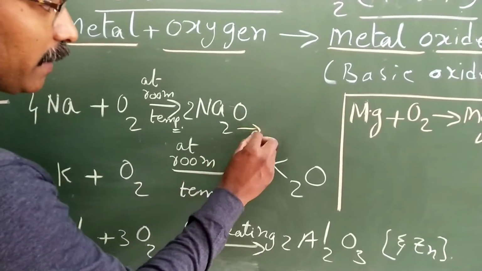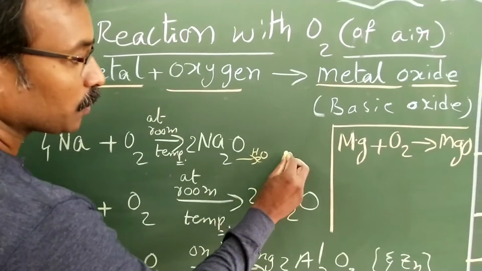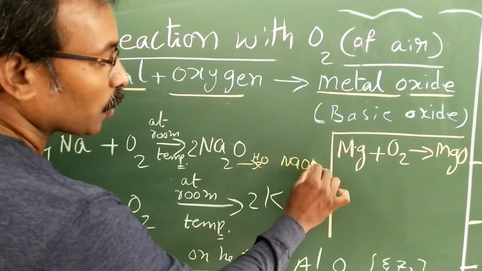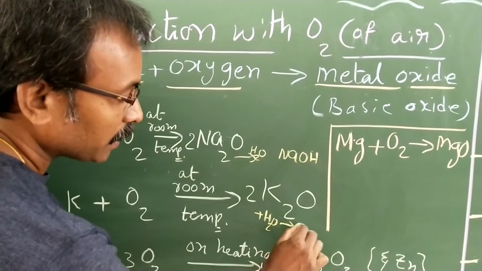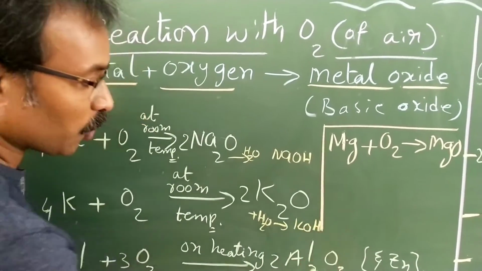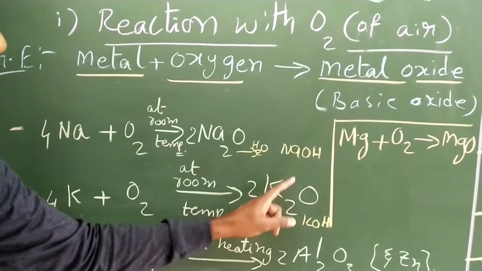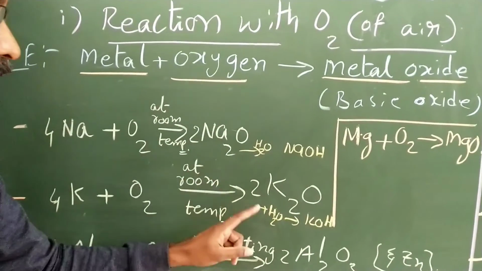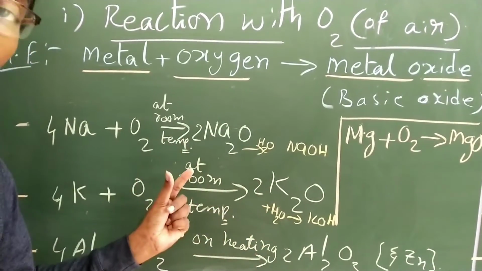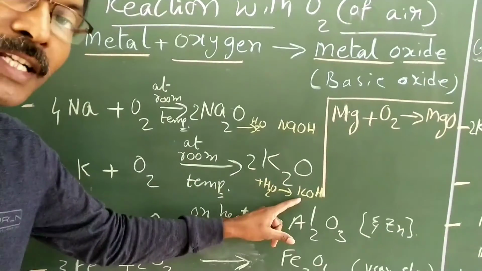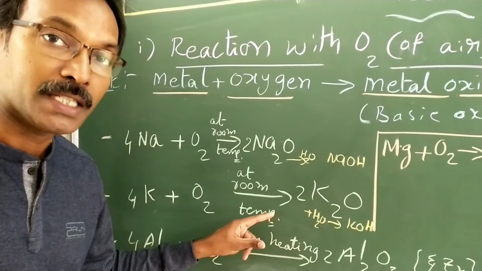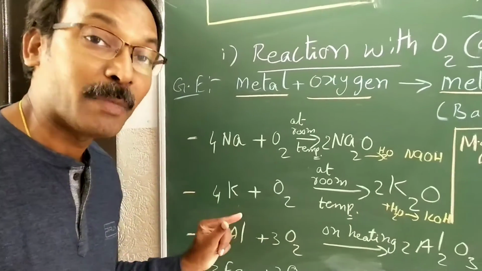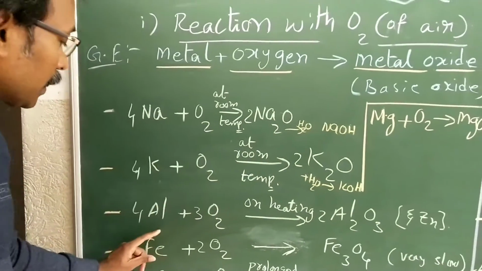The sodium oxide with water gives you sodium hydroxide. Similarly here, when potassium oxide reacts with water, it gives potassium hydroxide. These two generally dissolve in water. Sodium oxide and potassium oxide dissolve in water and produce hydroxides of those metals. That's why these are called alkali metals. What do we call them? Alkali metals. Okay, now come to the third category.